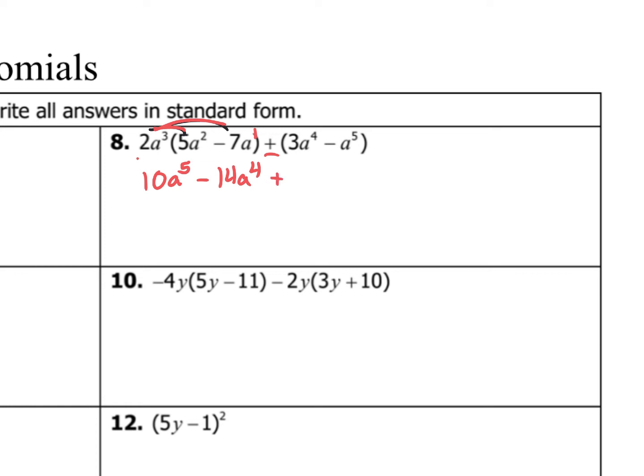All right, now I'm going to rewrite the rest. And we can start to combine like terms. So 10 8 to the fifth minus 8 to the fifth is 9 8 to the fifth. And negative 14 8 to the fourth plus 3 8 to the fourth, not positive, negative 11 a to the fourth.